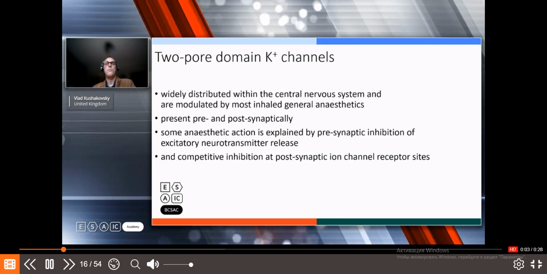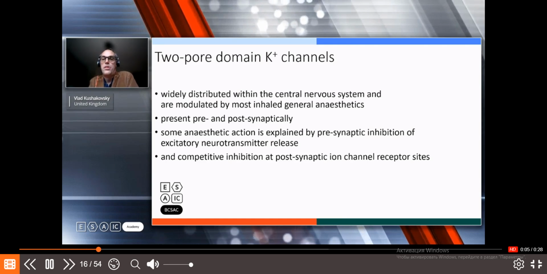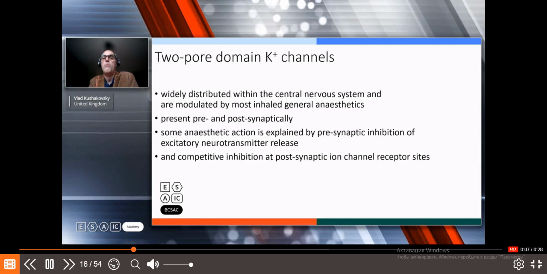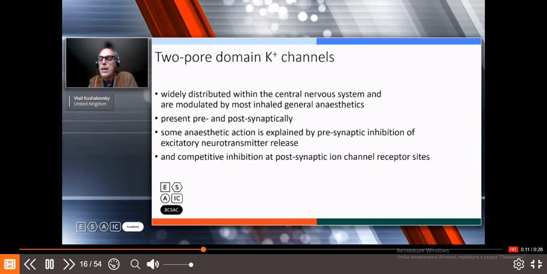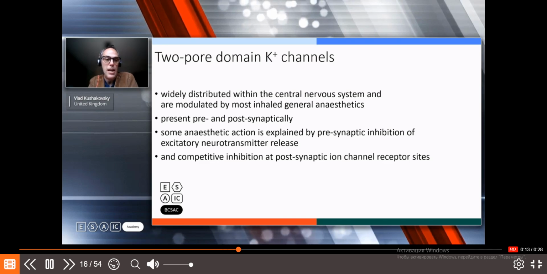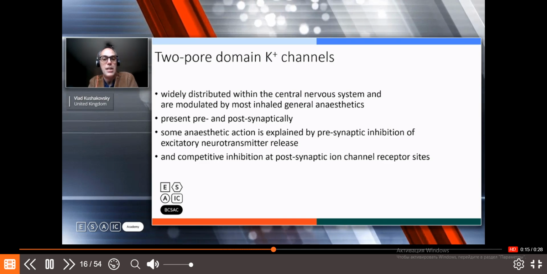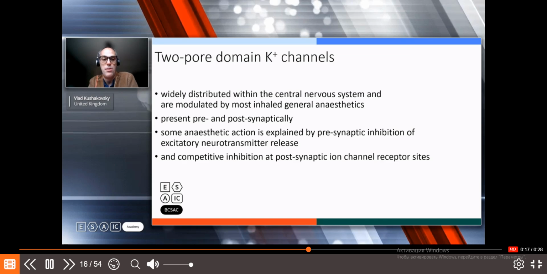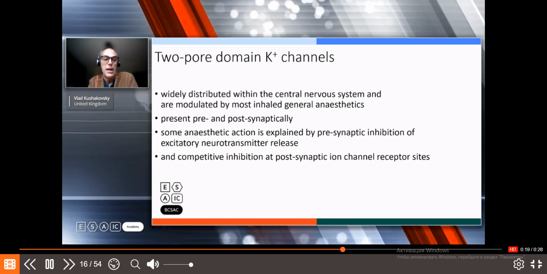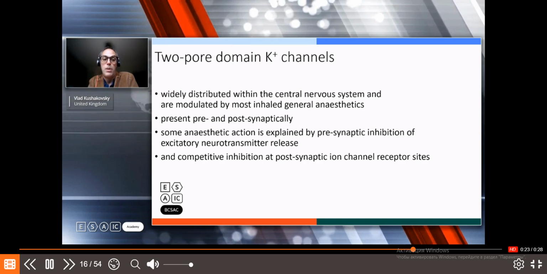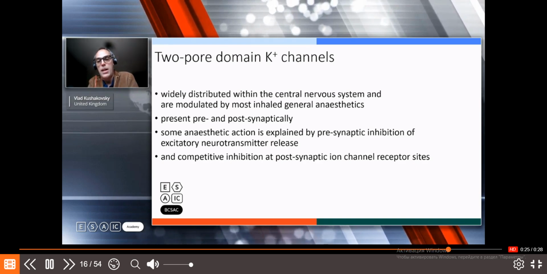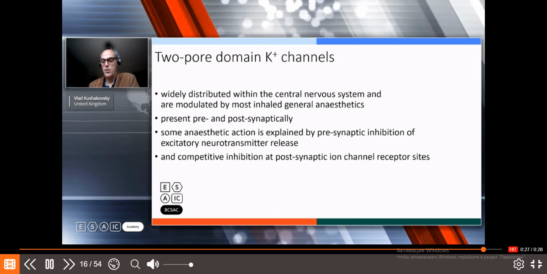They are widely distributed within the central nervous system, and they are modulated by most inhaled anesthetic agents. They're present pre- and postsynaptically, and some anesthetic action is explained by presynaptic inhibition of excitatory neurotransmitter release, but also by competitive inhibition at postsynaptic ion channel receptor sites.